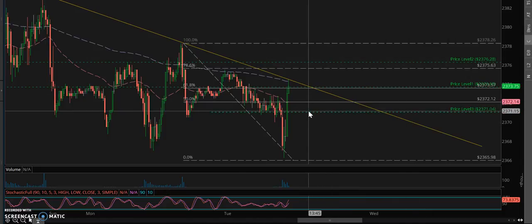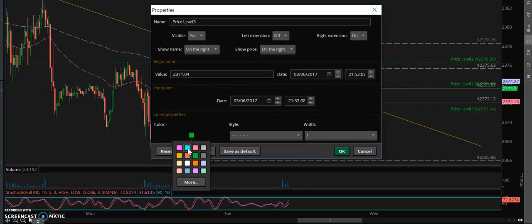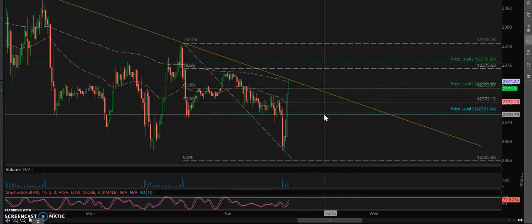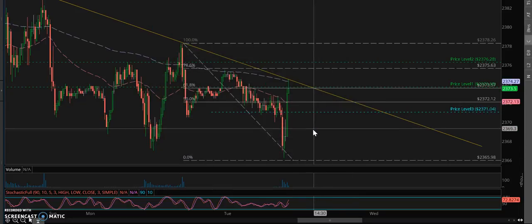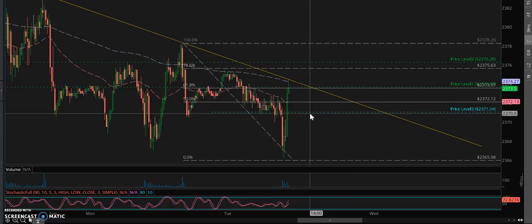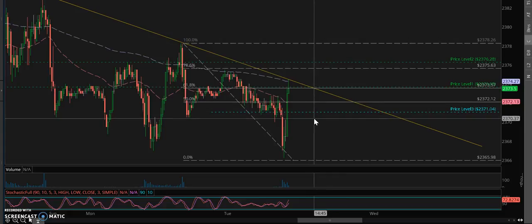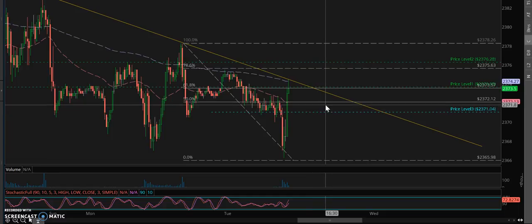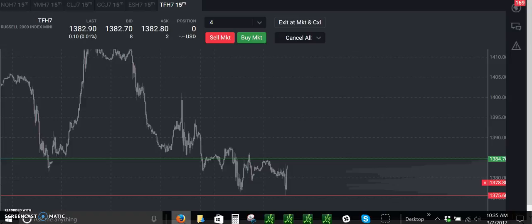But I do expect that with this retracement, I do anticipate that we'll be trading back down into the 2370 area. So maybe down right around 2370.37 at the very minimum. So I'm going to pause the video.